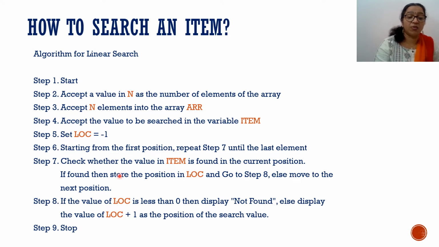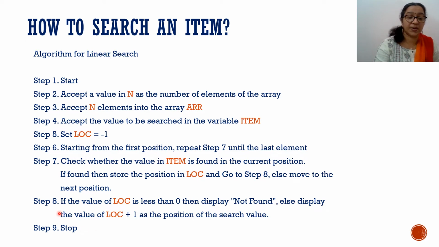So if found, then store the position in location, the LOC variable. So first we declared it with -1. So if we got the item, then we can store that position in the LOC variable, and go to step 8. We got the element, and we assign the position in the LOC variable and go to step 8.